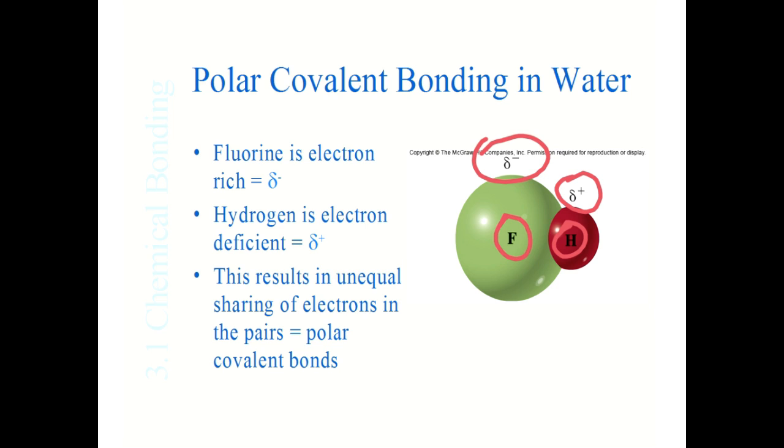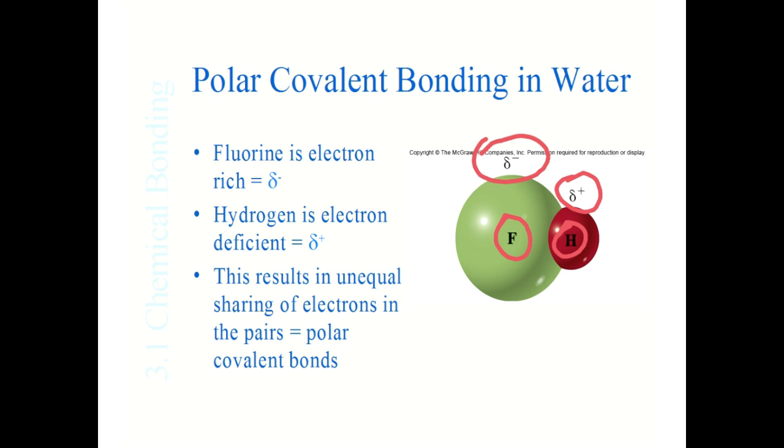HF here is actually starting to become ionic. If the electronegativity difference between fluorine and hydrogen were any greater, then all of a sudden it would become an ionic compound. Fluorine would steal that electron. But hydrogen has enough pull on its electron that it holds on to it well enough that it keeps it in the covalent realm. Okay?